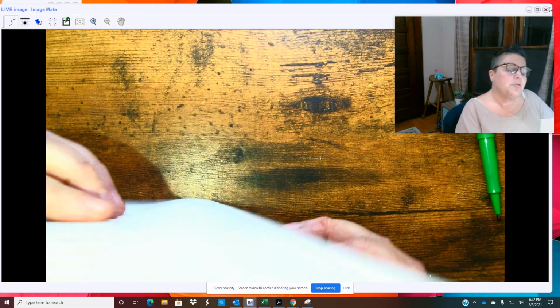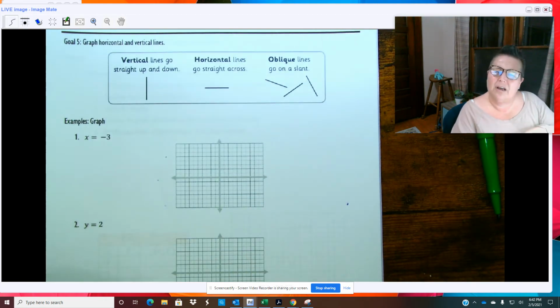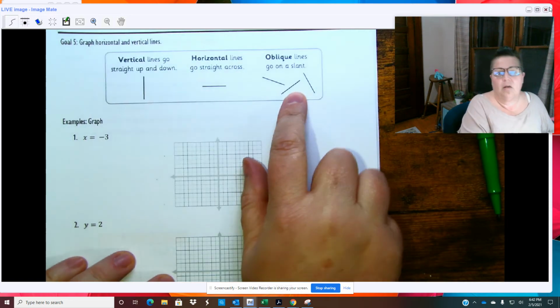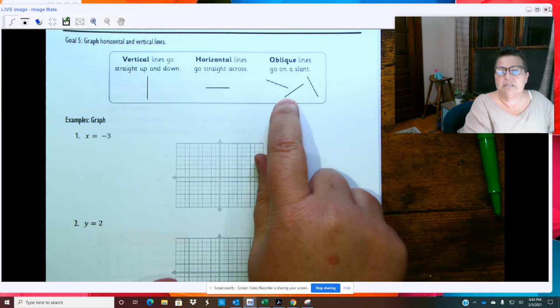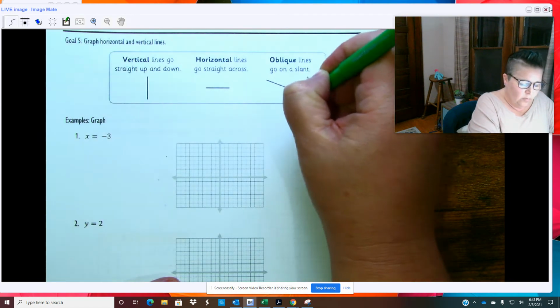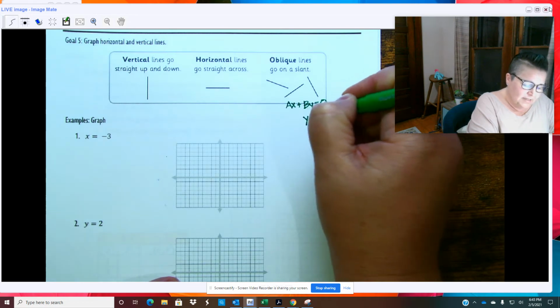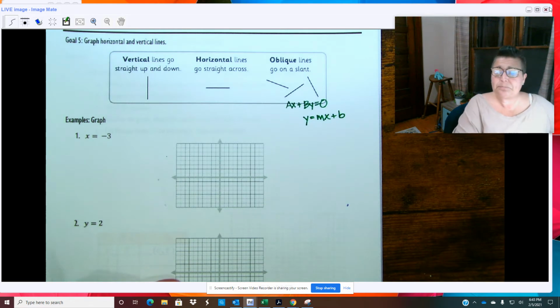Horizontal and vertical lines, pretty straightforward. We just want to talk for a minute about the difference between horizontal, vertical, and oblique. Most of the lines that we've done so far have been what we call oblique lines. These are lines that go on a slant. They're either increasing or decreasing. The equations of oblique lines tend to look like the standard form ax plus by equals c, or the form where it's isolated for y, looking like y equals mx plus b. They have both an x and a y in the equation.